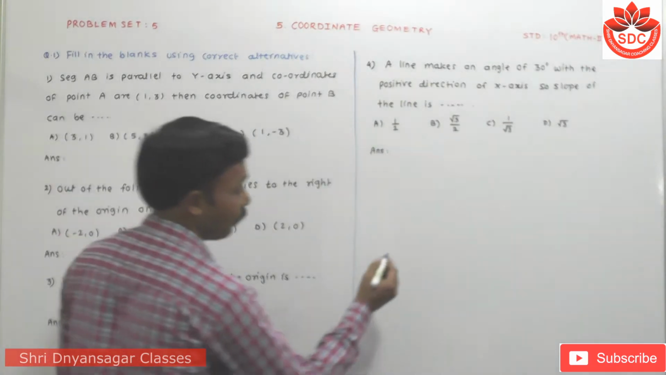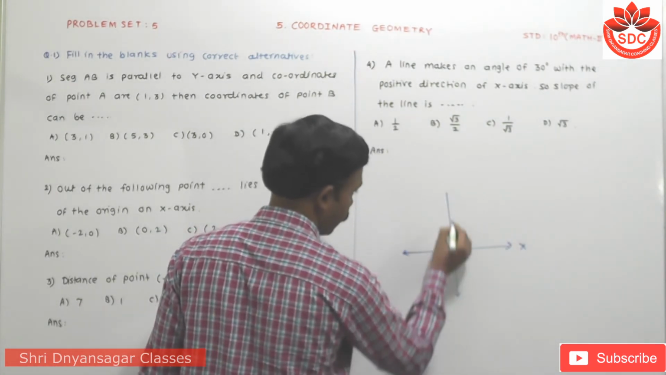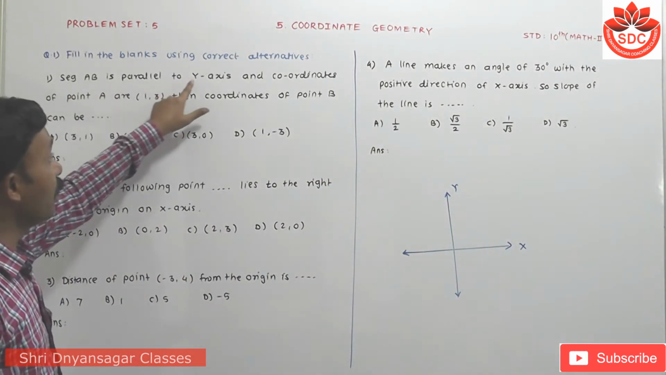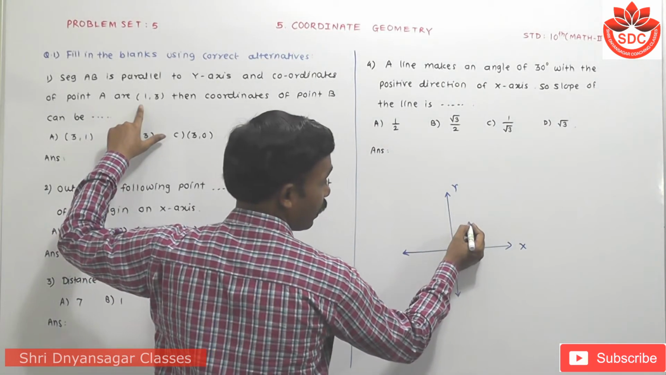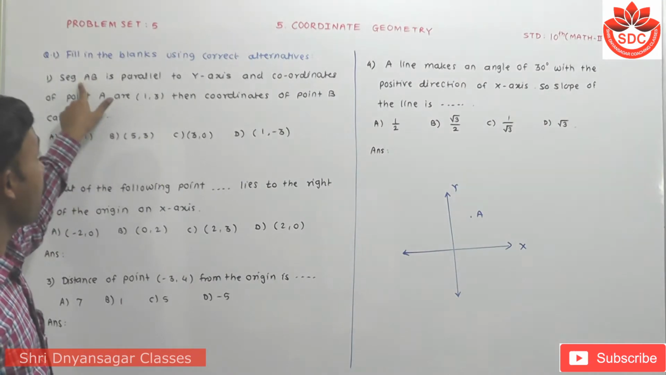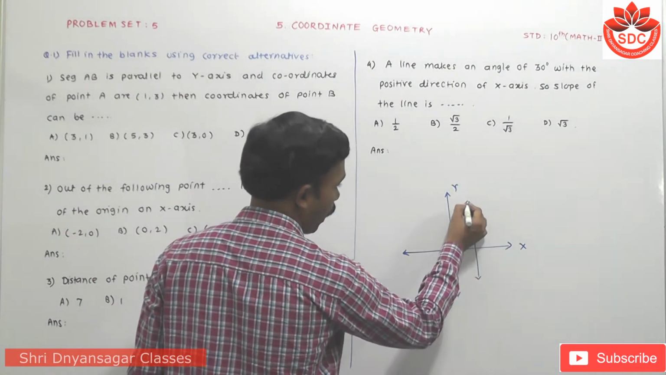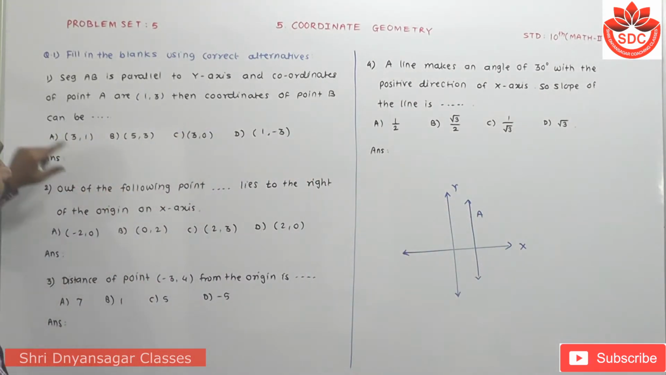Students, for this I have to draw a figure here. Suppose that this is the x-axis and this is the y-axis. AB is parallel to the y-axis and A has coordinates (1, 3), which means A lies in the first quadrant. The line is parallel to the y-axis, so you have to draw the line parallel to the y-axis. Now the coordinates of point B can lie anywhere on this line.